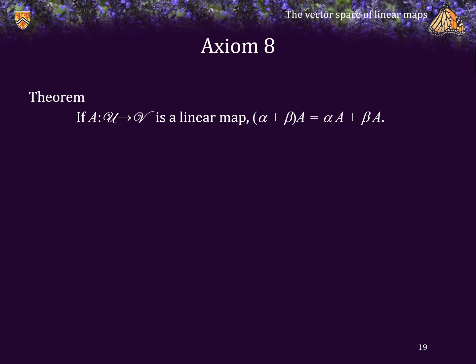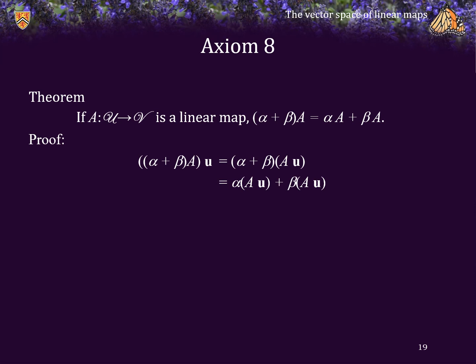If A mapping a vector space U onto a vector space V is a linear map, then (alpha plus beta) times A is equal to alpha A plus beta A. So let's apply the left-hand side to a vector u. Well, alpha plus beta is simply a scalar, so that comes out. However, now A times u is a vector in V, and in V the scalar multiplication distributes over the field addition.